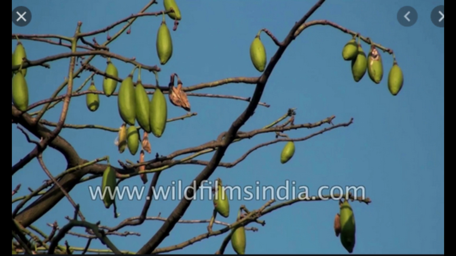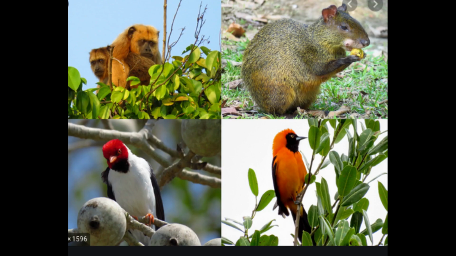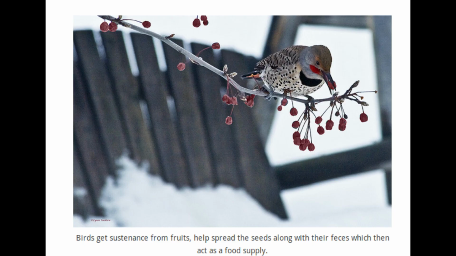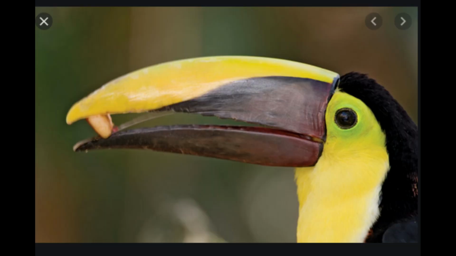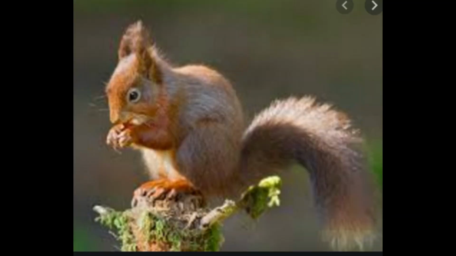How are the seeds of fleshy fruits dispersed? The fleshy sweet fruits are eaten by birds and animals. These organisms unknowingly help the plant with the dispersal of seeds. So what made the adaptation of these seeds? These seeds have fleshy fruits and are edible.